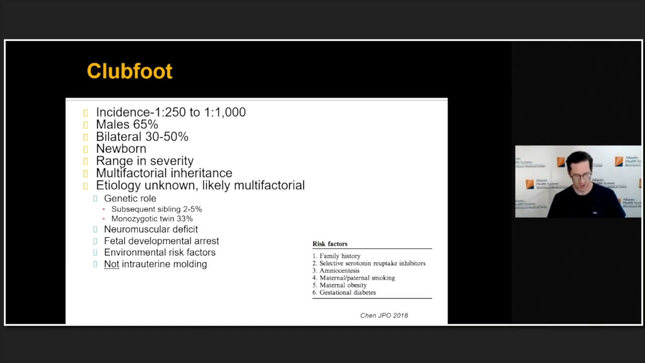And they range in severity from very stiff to not so stiff. So we'll talk a little bit about that later.